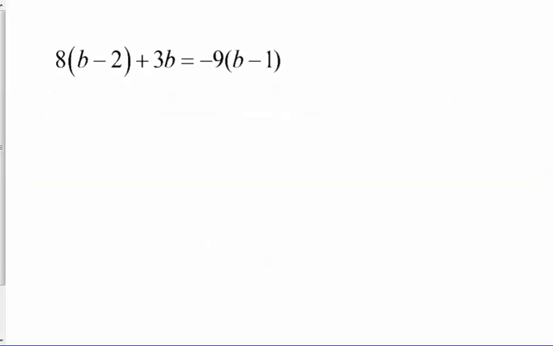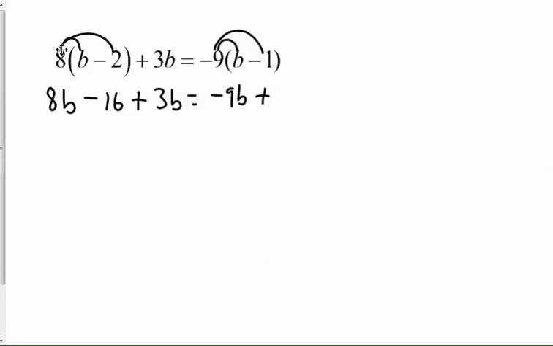All right. So the first one, you've got 8 times (b minus 2) plus 3b equals negative 9 times (b minus 1). With this one, you should see that the first thing we need to do is clear out those parentheses by doing the distributive property. So you can go 8 times b, which is 8b, and then 8 times negative 2, which is negative 16, plus 3b equals negative 9b, and then negative 9 times negative 1 is positive 9.